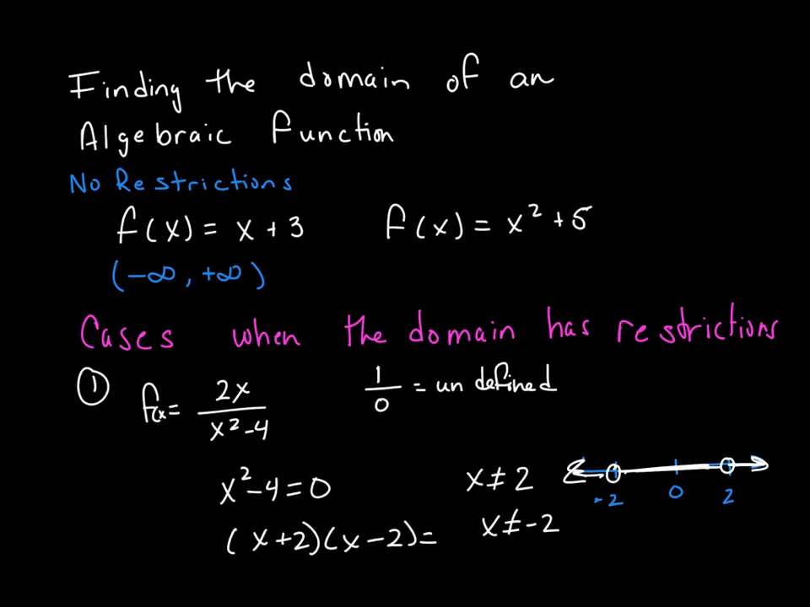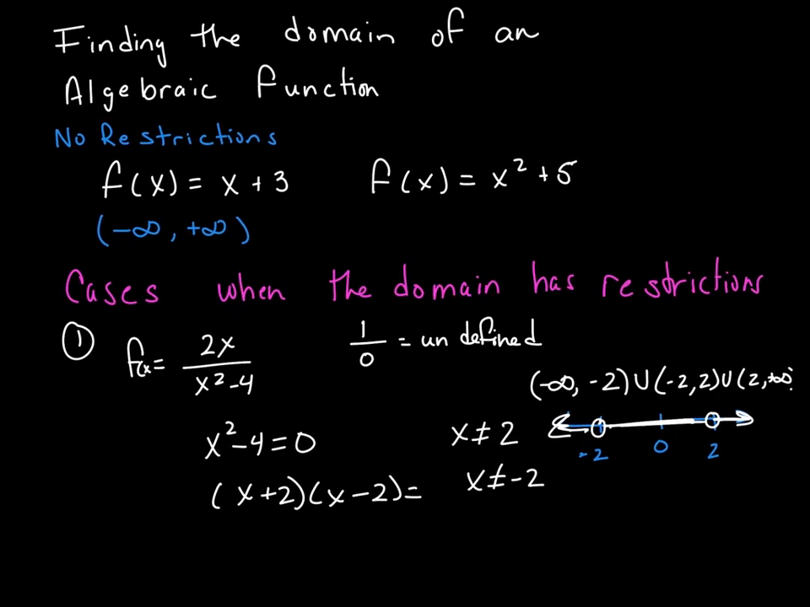So to write that in interval notation, that would go from negative infinity, which is allowed, all the way up to negative 2, but negative 2 is not allowed. They both get parentheses. I union that, which means also I add in the next interval, which goes from negative 2 to 2, and then back again from 2 to positive infinity.